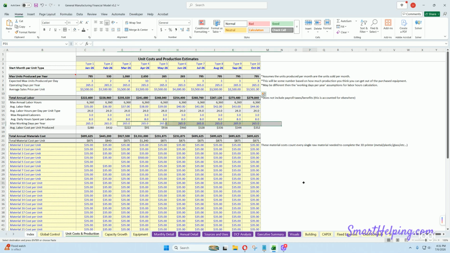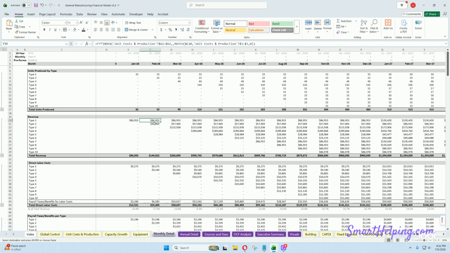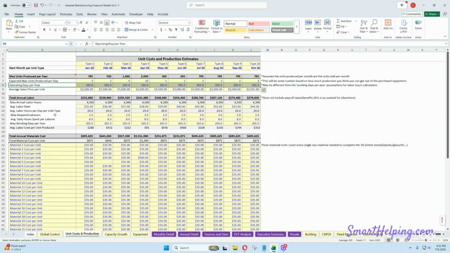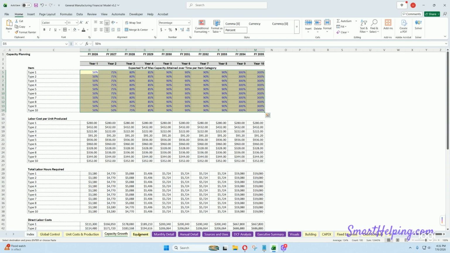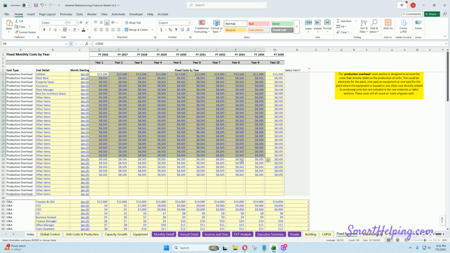Other ease-of-life things: I took out all the HLOOKUPs. There were a lot of HLOOKUP formulas in the model referencing different rows here, and those are all gone. So the model is a lot harder to break. I've had some issues in the past with people inserting rows here, or on the capacity growth, or even on the fixed expenses. Now everything uses INDEX MATCH. It's a more stable formula, and it's harder to break because it references a row instead of a position on a given tab.